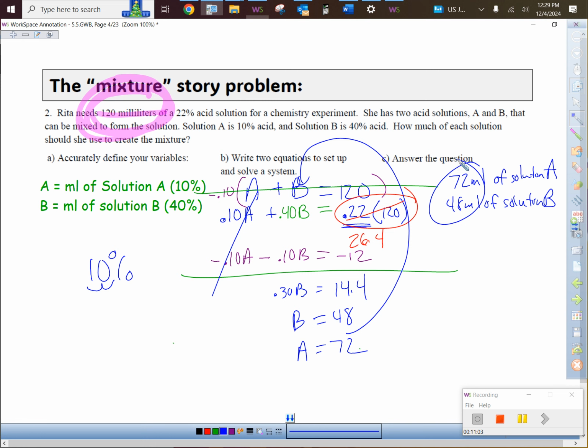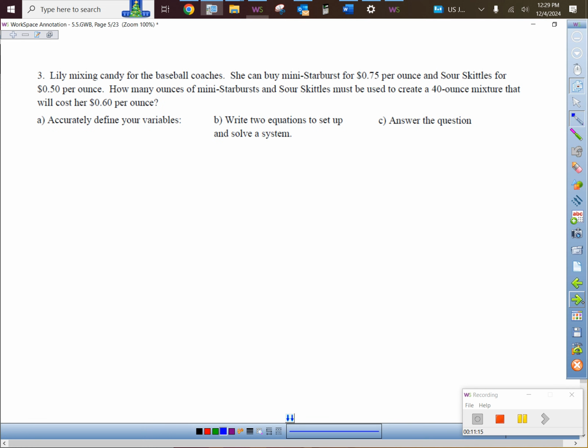One last one. Another mixture, but no percents this time. They're mixing candy together for some candy salad. So Lily's mixing candy for the baseball coaches. She can buy mini Starburst for 75 cents per ounce and sour Skittles for 50 cents per ounce. How many ounces of both of those candies must be used to create a 40-ounce mixture that will cost her 60 cents per ounce?